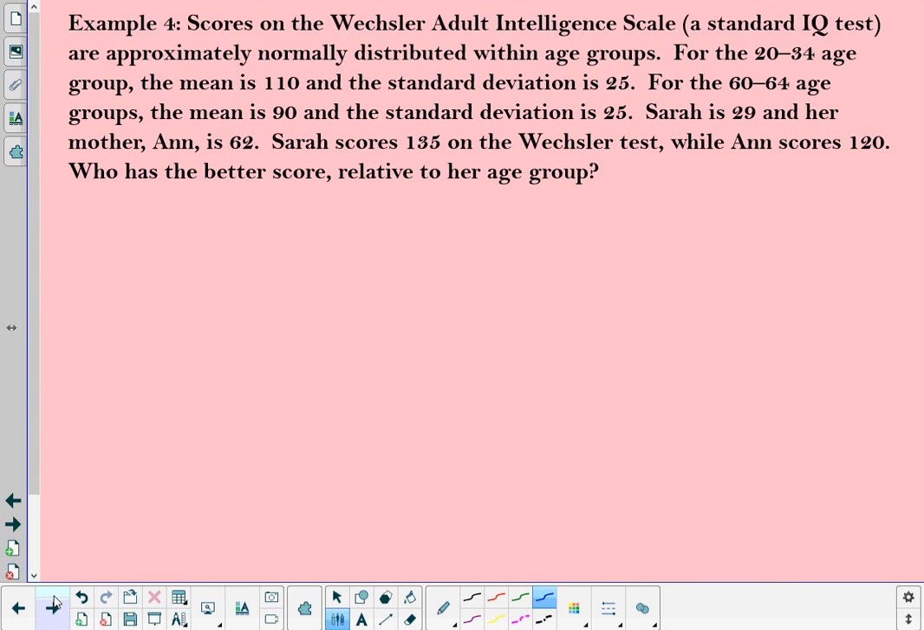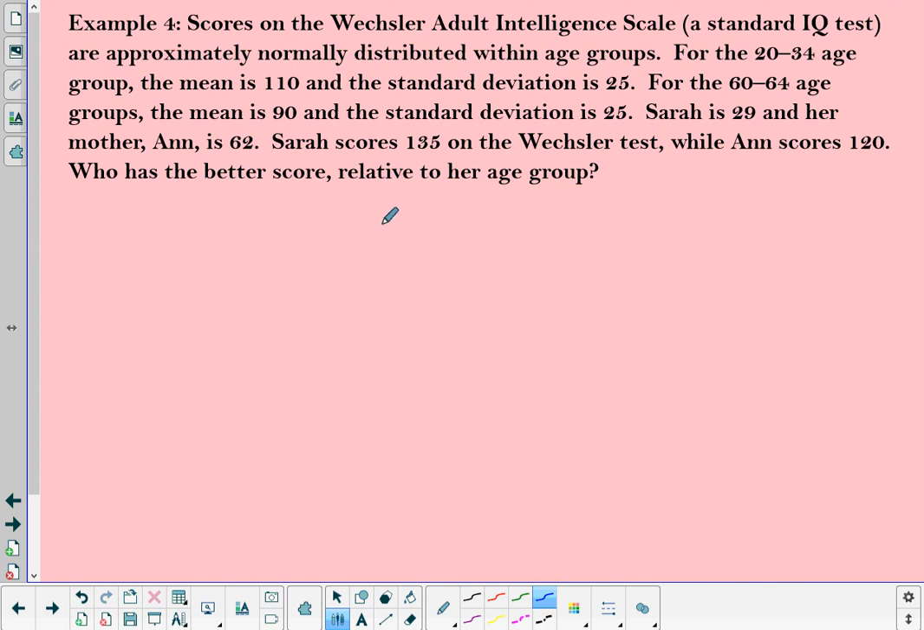It says scores on the Wechsler Adult Intelligence Scale, or in other words, the standard IQ test, are approximately normally distributed within age groups. So for the 20 to 34 age group, the mean is 110 and the standard deviation is 25. For the 60 to 64 age group, the mean is 90 and the standard deviation is 25. So Sarah is 29 and her mother Ann is 62. Sarah scores 135 on the Wechsler test while Ann scores a 120. Who has the better score relative to her age group?